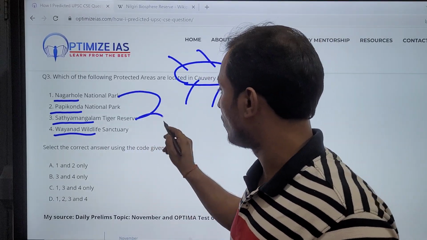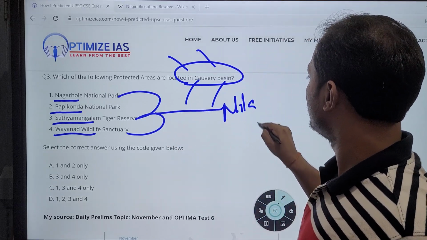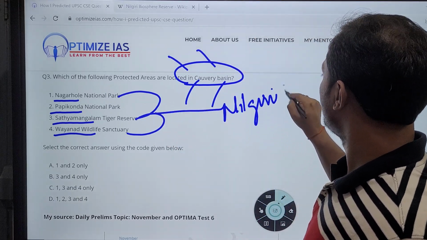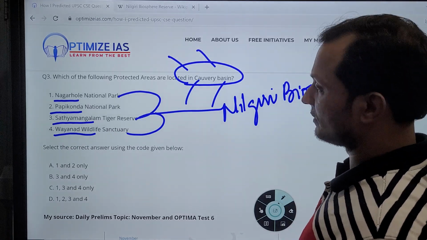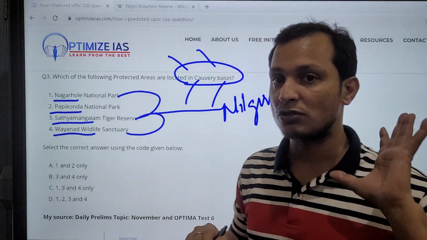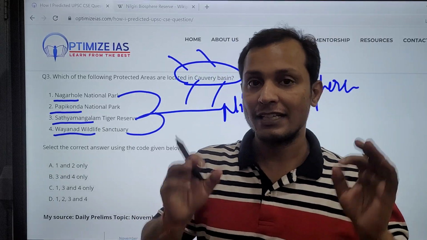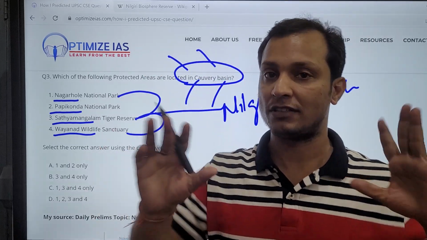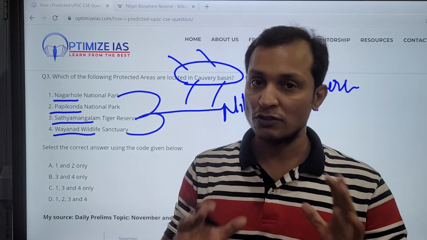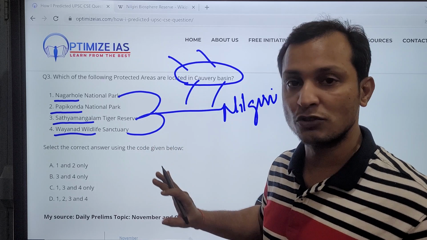One relationship I can find is that this Nagar Hole National Park, this Satyamangalam Tiger Reserve, and this Wayanad Wildlife Sanctuary, all these three belong to the Nilgiri Biosphere Reserve. This one thing I should know, because if I am a sincere UPSC aspirant, then I should know about the Nilgiri Biosphere Reserve, which is one of the most important biosphere reserves in the country. I am assuming that this basic knowledge you should have.